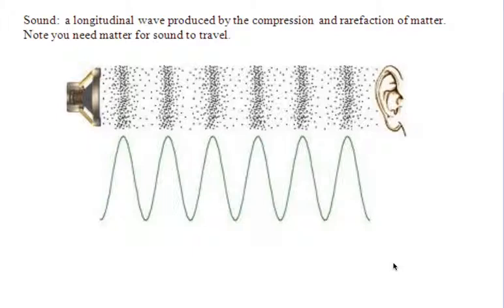Oftentimes we model sound waves as transverse waves. So you can see, like, we'll match up a compression to a crest and a rarefaction to a trough, just because it's a little bit easier to see what's going on.